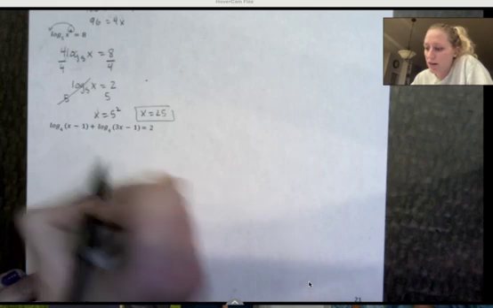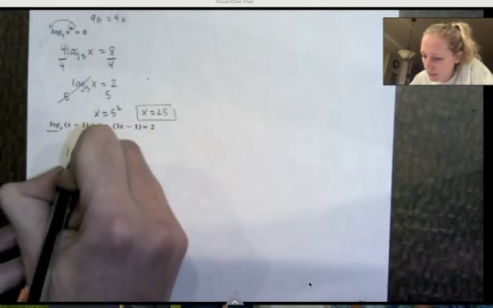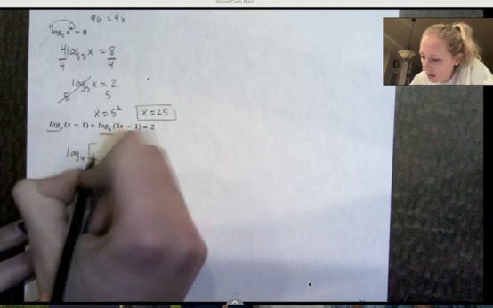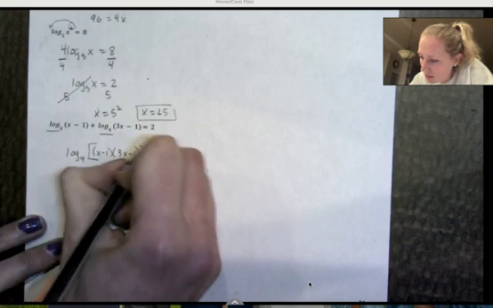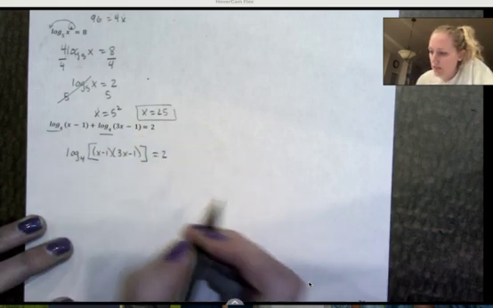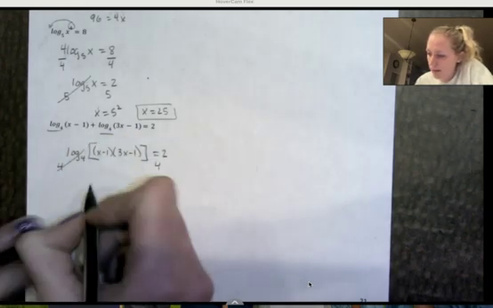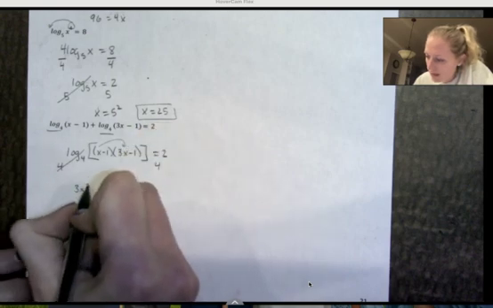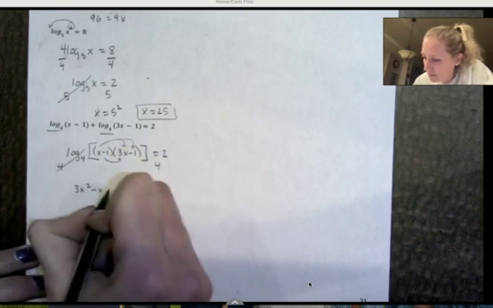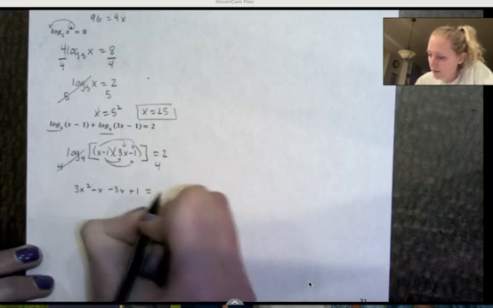Okay, another condensing property. So this one's addition, so it's going to condense to multiplication. So log base 4 of x minus 1 times 3x minus 1 equals 2. So now I can apply my exponential of base 4 to both sides. Okay. Here I'm going to go ahead and distribute. So I get 3x squared minus x minus 3x plus 1. And then 4 squared gives us 16.